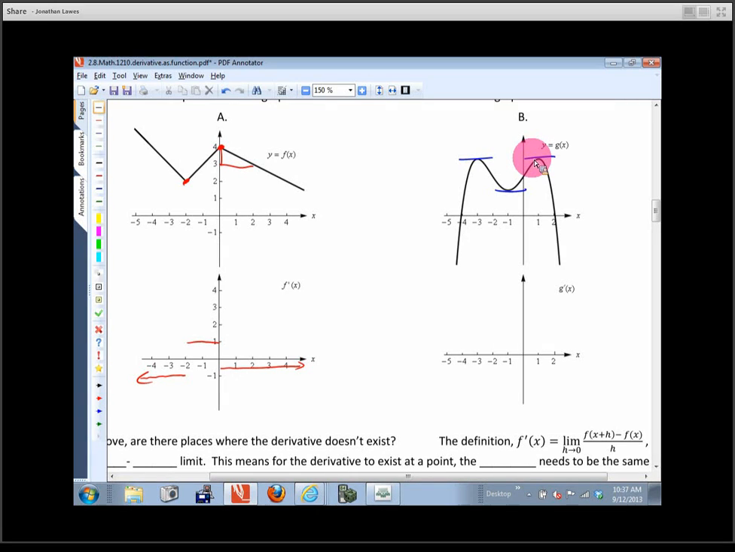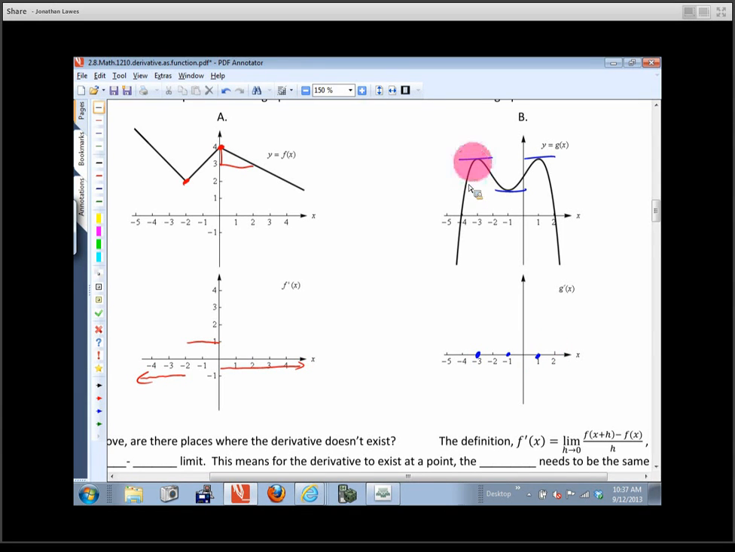So let's take those points and let's transfer those down. At -3, what's the slope? 0. So we're going to put a point at 0 at -3. Slope at -1 is 0. Slope at 1 is 0. With me there? Okay.